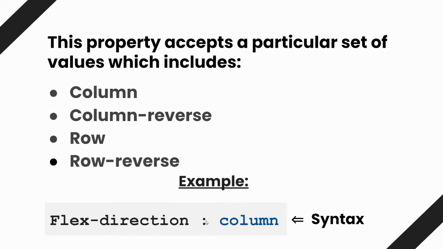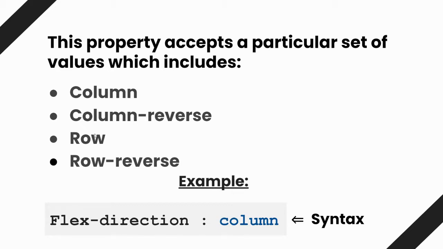So here, this property accepts a particular set of values which include the following values. You can see the first value, we have the column value, which is followed by the column reverse. Next, we have the row value, followed by the row reverse. So these are the values that are accepted by the flex direction property, and we would actually be seeing an example of each of these values when we get to the practical session of this Flexbox container.